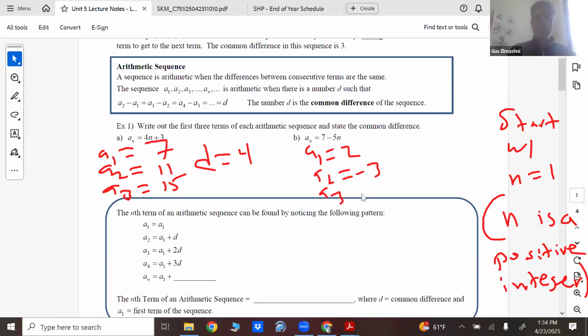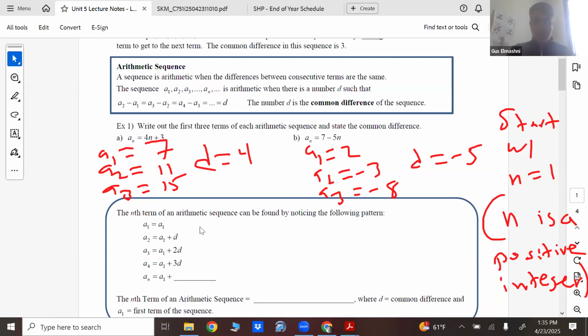And A3. So clearly my common difference is -5. Good. Okay. Now, there is a general formula you can use for arithmetic sequences. If you think about it, you're adding d over and over again. For example, A3, wouldn't that be the first term plus the common difference twice? Wouldn't the fourth term be the first term and adding the common difference 3 times?